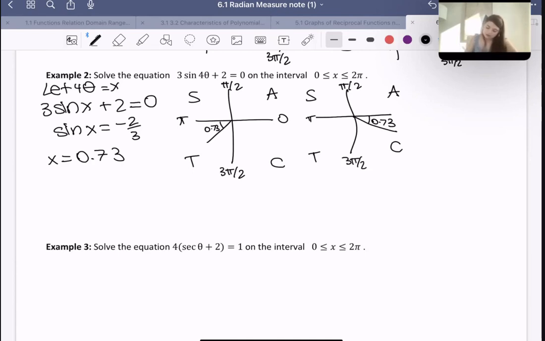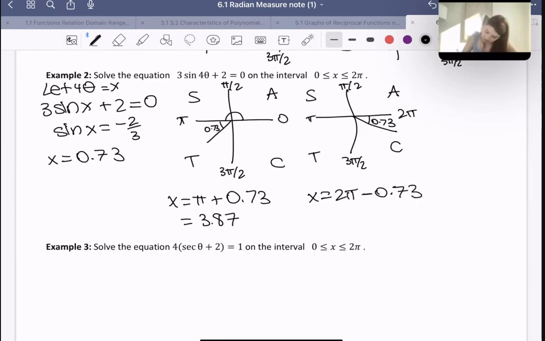Okay, so for this one, clearly we have pi plus 0.73, which is going to be equal to about 3.87. Okay, and then the second one, we have 2 pi, right? We have our full 2 pi rotation minus 0.73, which is going to give us, let's see here, about 5.55.